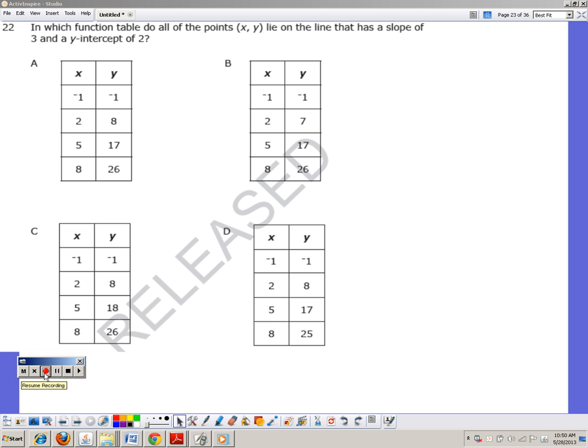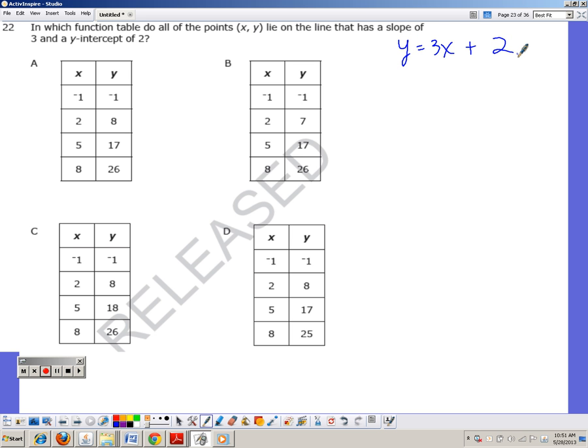Number 22. There are several ways to do this. You can grab every single answer here and see which one crosses y at 2, so the point you're looking for is (0, 2). Or you can use slope-intercept form. I'm going to do the slope-intercept form. They tell you the slope is 3 and your y-intercept is 2. So that means y equals 3x plus 2.